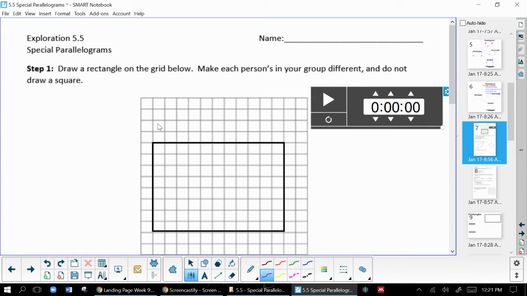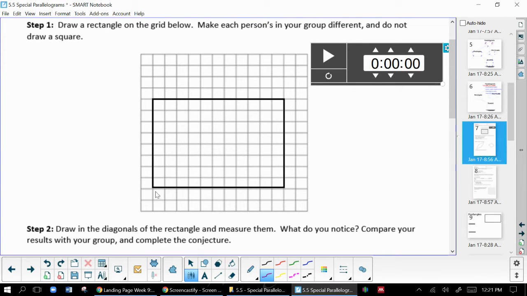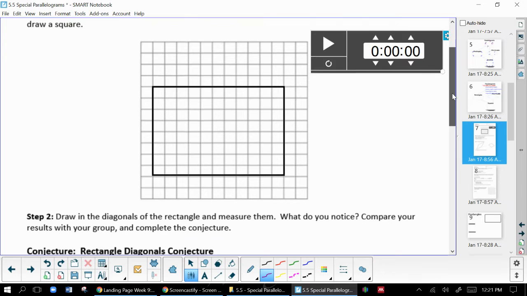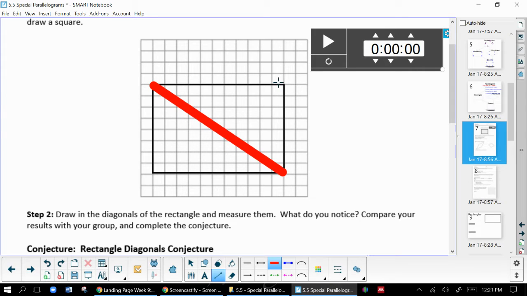We've got a grid. I would have each of you make a rectangle on that grid using the lines on the grid. The big thing here is if you're going to do this on your own, don't make a square, because then you're going to find some things that might not be true for all rectangles. And so what I'm asking you to do is to measure the diagonals. And so I'm going to draw them in here. And what I usually have people do is, rather than actually measuring everything, we can use patty paper, tracing paper, to do this.